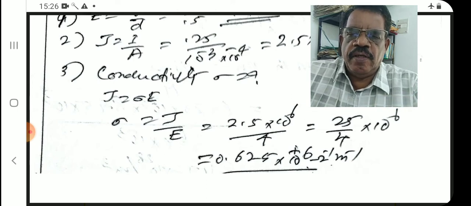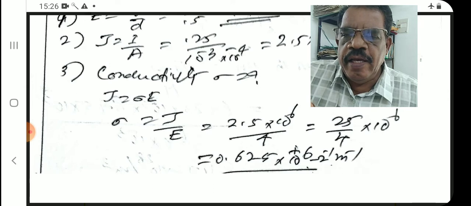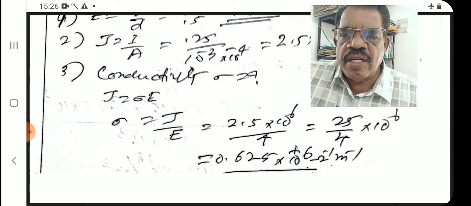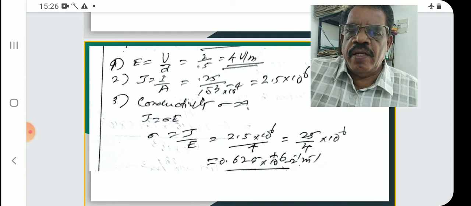That is conductivity. The second step, sigma is J by E, 2.5 into 10 raised to 6 by 4. Next step is not required. Last step, 0.625 into 10 raised to 6 ohm raised to minus 1 meter raised to minus 1.